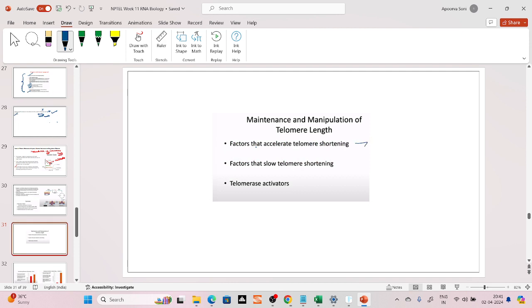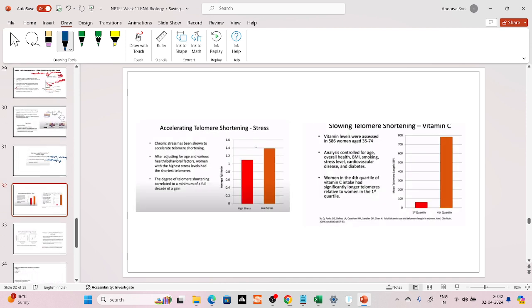So if there is telomere shortening, then aging would be increased, meaning diseases would be increased. Aging will come early and diseases would increase. Then there are factors that slow telomere shortening, which we can use in anti-aging, and certain telomerase activators that we can add. So, what are the factors that accelerate telomere shortening?